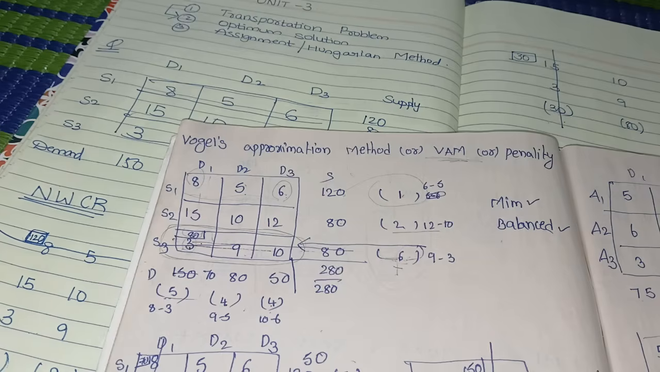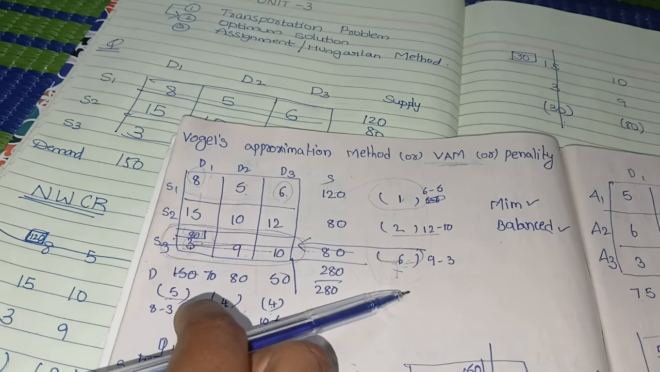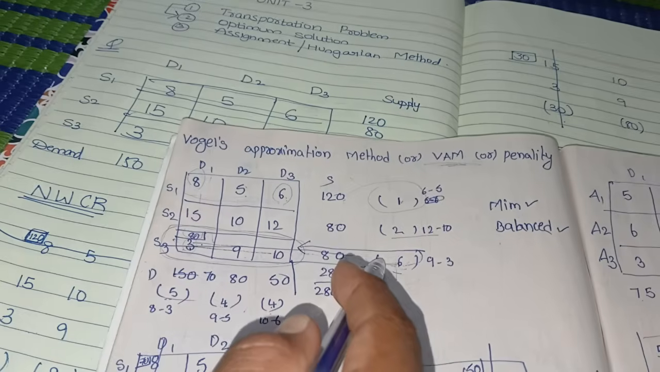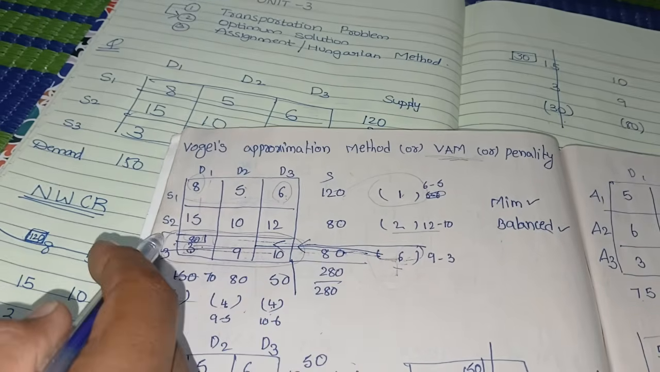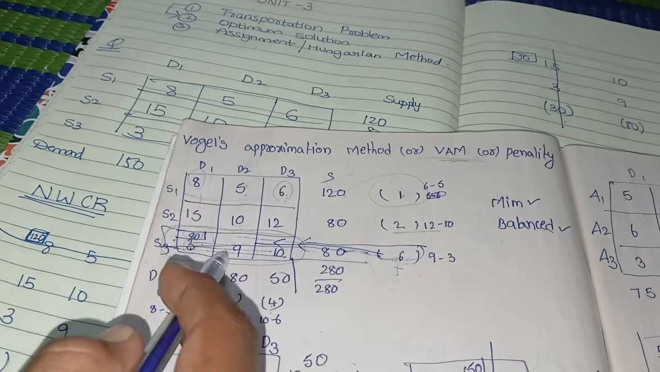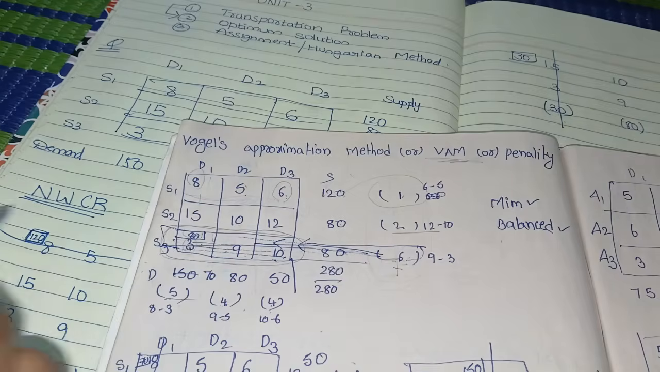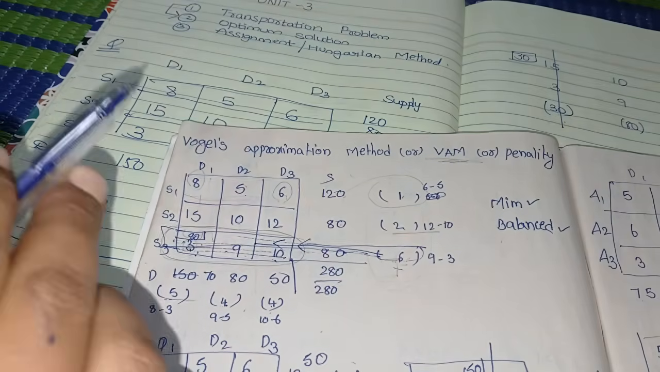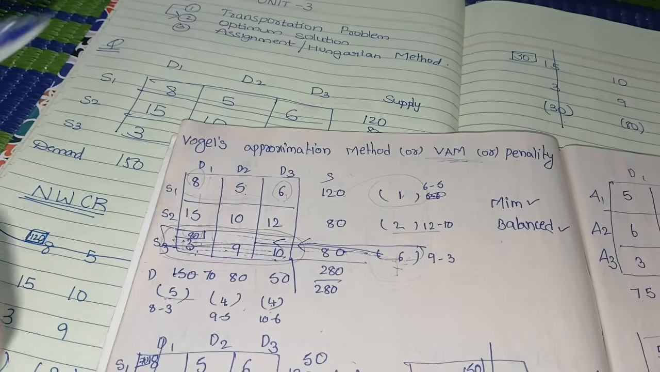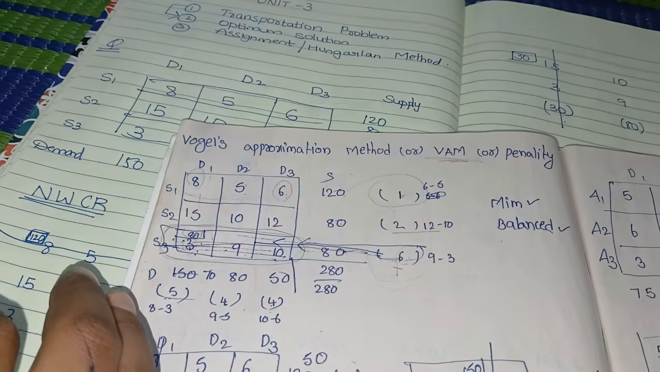After taking the penalties, whatever the highest penalty you have, 6 is the highest penalty. So you need to enter in this row, because this is the row only, no? In this row there are 3, 9, 10. What is the least one you have? 3, no? That you need to take in the calculation. In the VAM method, you need to do the penalties.